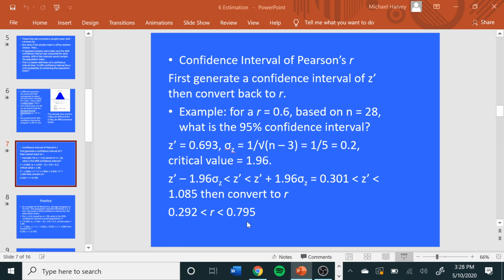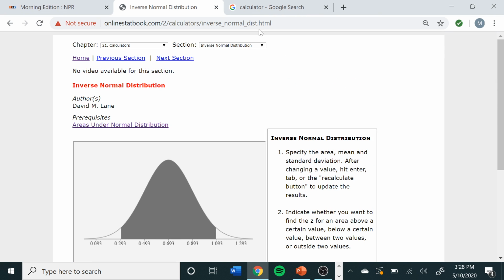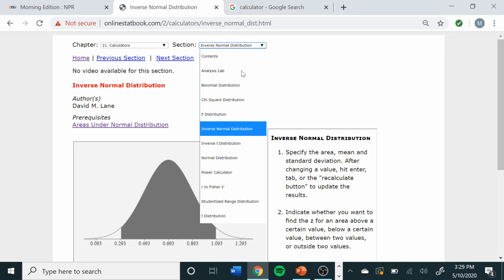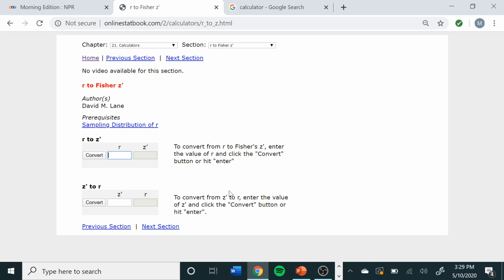So to get them back, we just go back over here to Lane's calculator for the Fisher's Z calculator. And we notice down here we can go the other way. So remember the lower value, I think, was 0.301, right? And then you hit convert. That tells you what the lower correlation coefficient is.